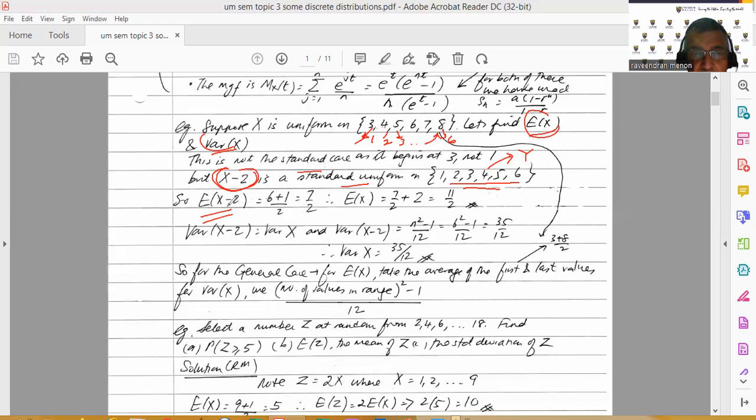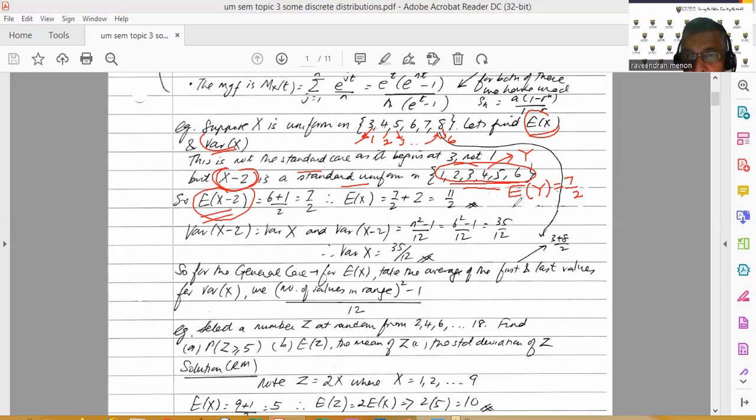So this thing here, now be careful, this is x minus 2. So what's the expected value of this? Let me write it here, in case you have an issue. The expected value of y will be n plus 1 over 2. 6 plus 1 is 7 over 2. This is the expected value of y.